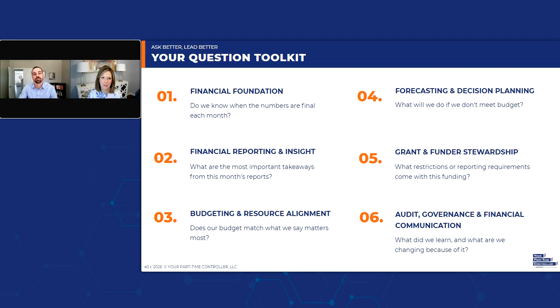As a reminder, here's a summary of the key questions we looked at today. The financial foundation. Do we know that the numbers are final each month? Financial reporting and insight. What are the most important takeaways from this month's report? Budgeting and resource alignment. Does our budget match what we say matters most? Forecasting and decision planning. What will we do if we don't meet the budget?